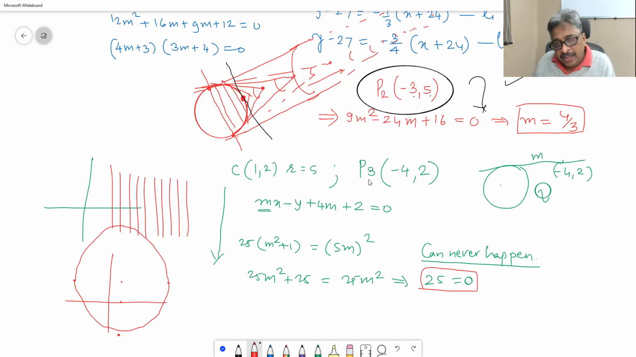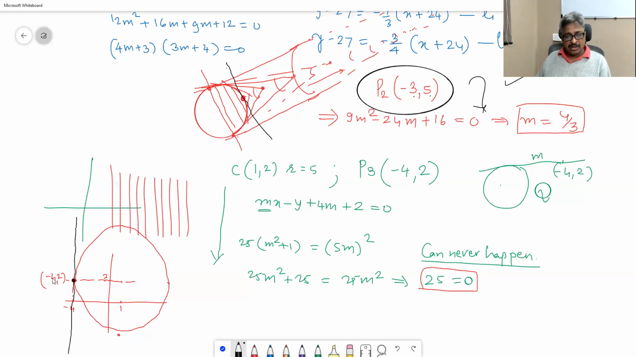A radius 5 circle. Now this is minus 4, this is plus 1, and this is plus 2. So we are talking about this point, minus 4 comma 2, and you see that from this point, if you draw tangents to this circle, both of them will be coincident. Yes, so you are looking for two slopes, and algebra is saying both slopes are the same, but I cannot provide it. So it's a vertical tangent.